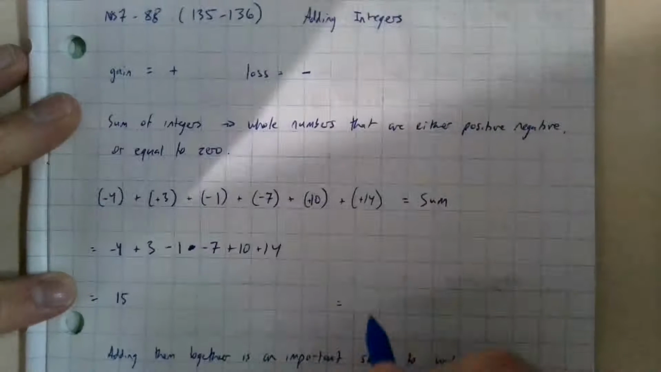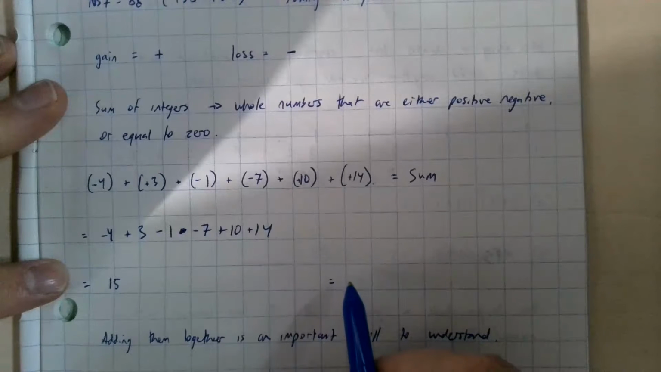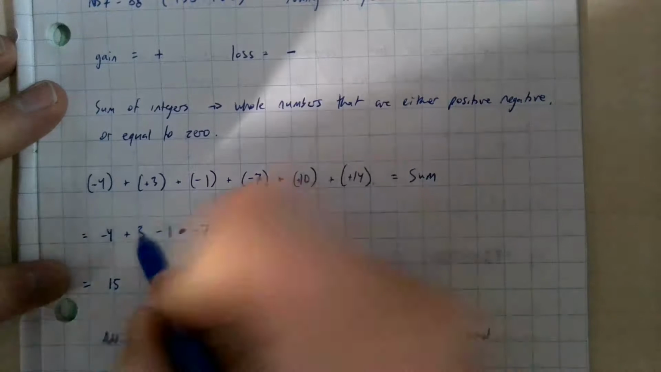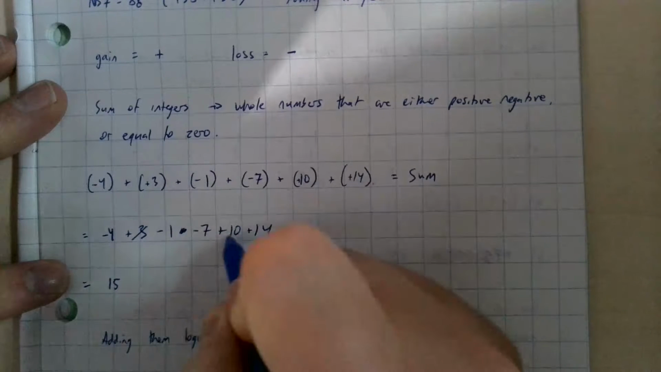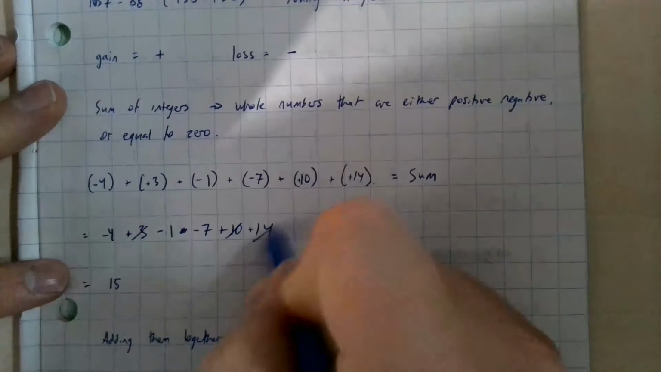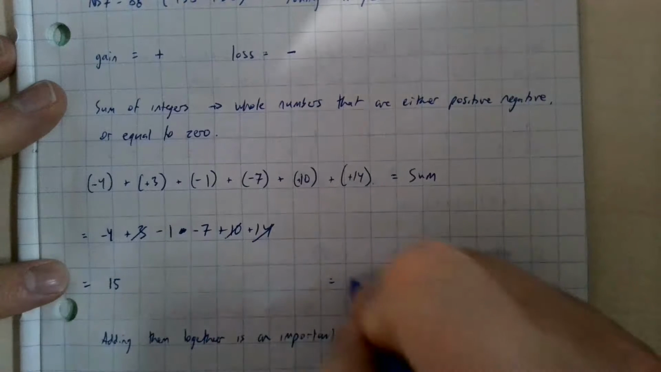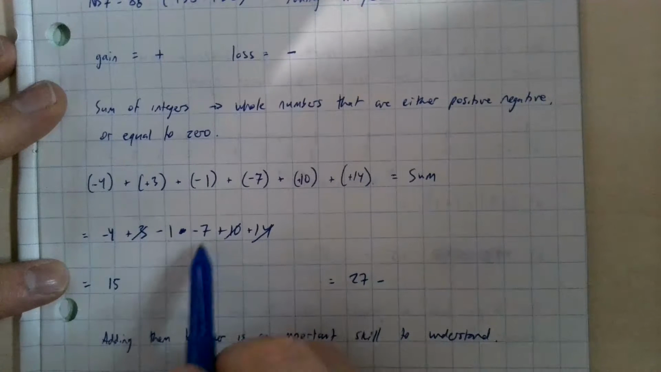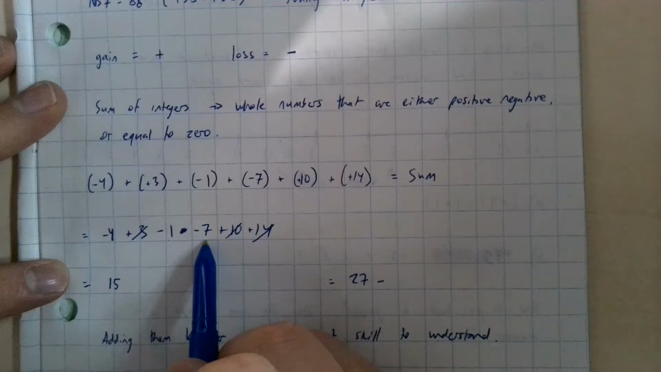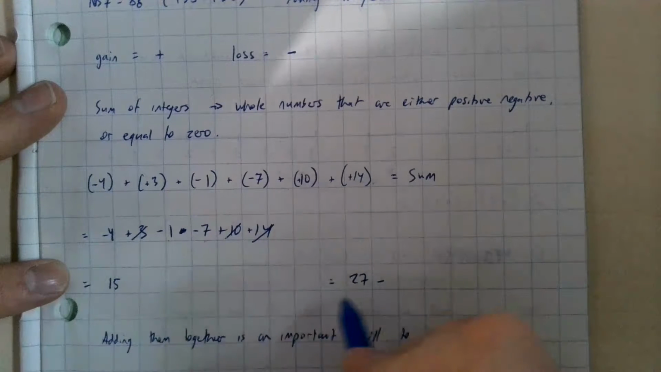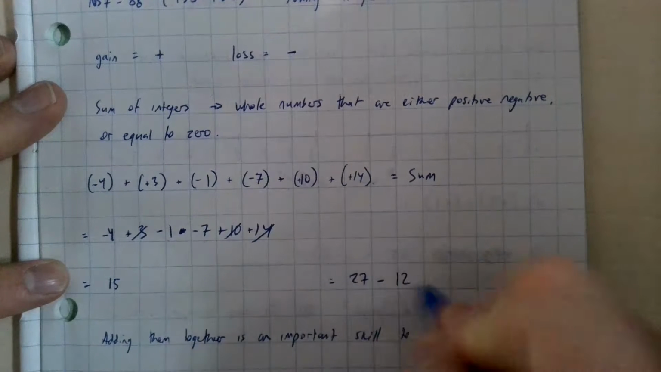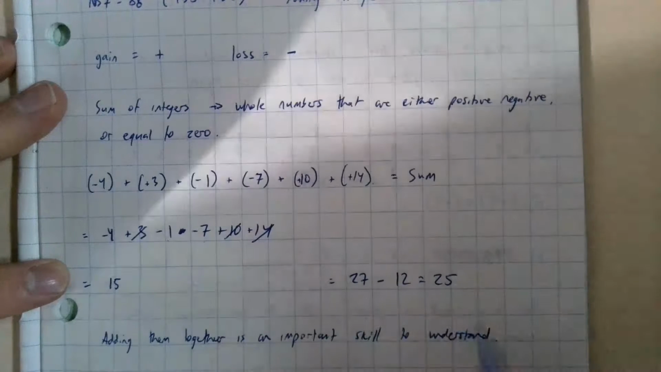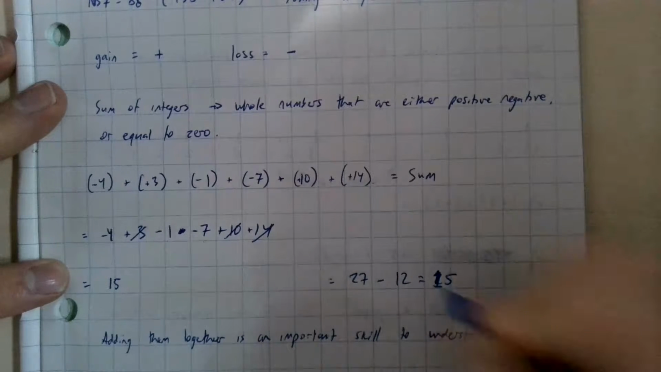Now, what I'm going to do with this one is I'm going to do all the positives first, and then I'm going to do all the negatives after. So what I'm going to start with is I have positive 3. So 3 plus 10 is 13, plus 14 is 27. So I can write down 27. And I'm going to take away, I have negative 4, negative 1, that's negative 5, negative 5 plus negative 7, or negative 5 subtract 7, is negative 12. So I'm going to do 27 subtract 12, and that's going to give me the answer. Oh, that does not equal 25, that equals 15.